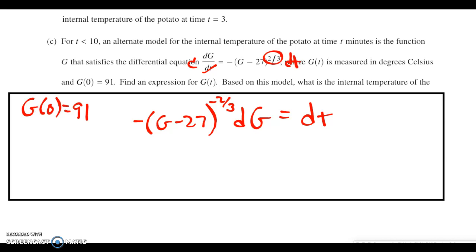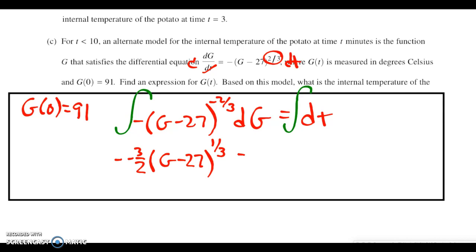That's a highlighter. That's not going to work. Can't use a highlighter. There we go. So I'm going to integrate this side, and I'm going to integrate that side. And I'm going to end up with, okay, so this is going to go up to the 1/3 power. There's a negative sign there, a flip of that out there, negative 3/2. G minus 27 equals t plus C.